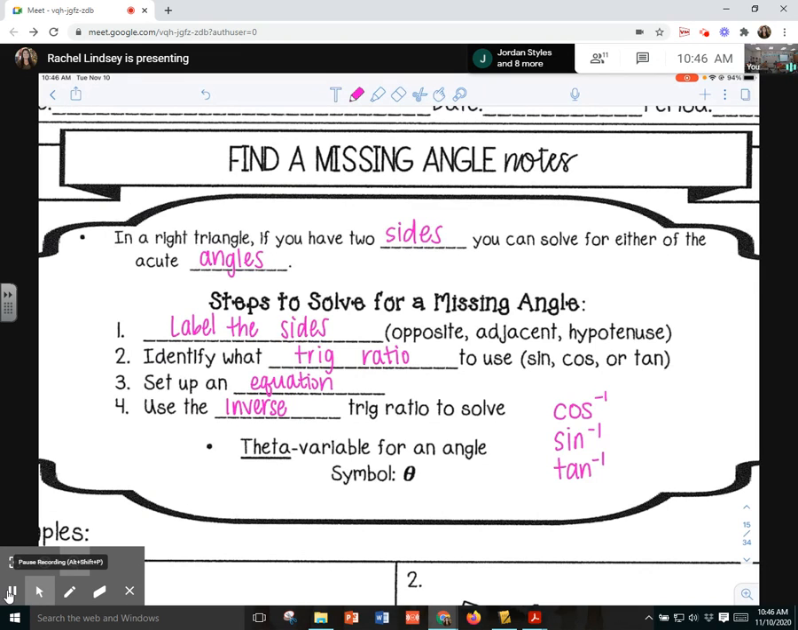And as we talked about yesterday a little bit, theta is a variable for an angle, and it's the little zero with a line through it. So that's what we use for an angle most of the time, is a theta.